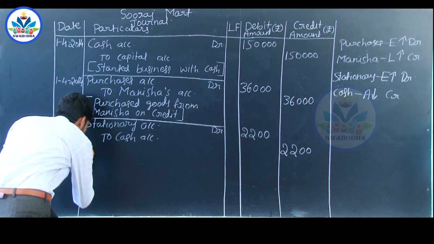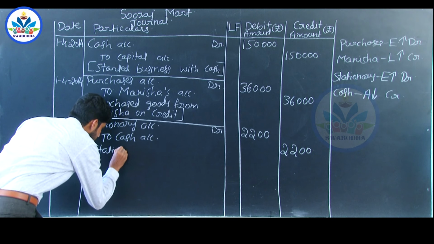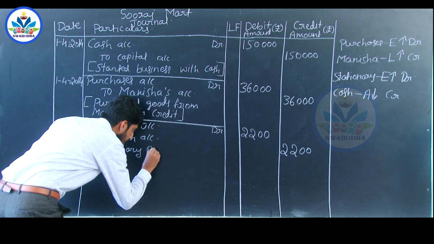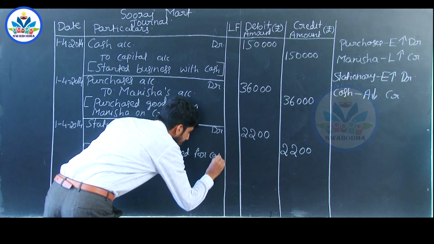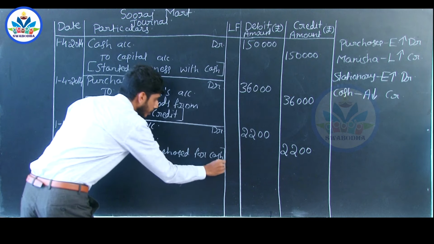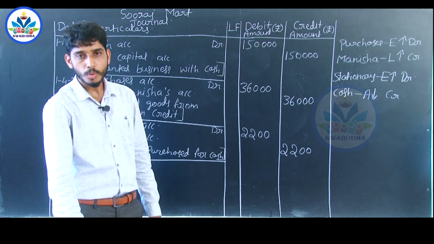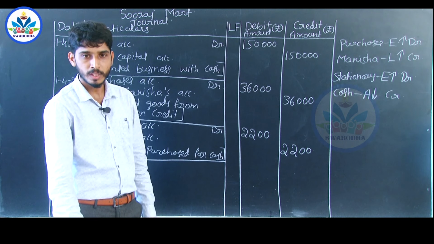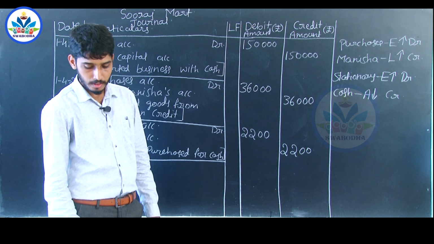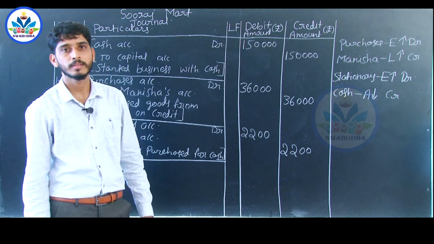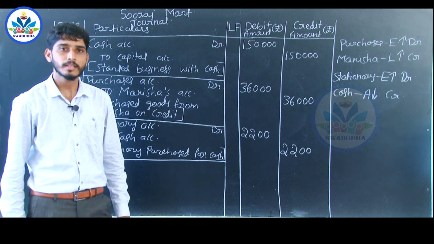Write the narration. Stationery purchased for cash. Draw the line. Next transaction is on 2/4/2014, opened a bank account with the SBI for rupees 35,000.